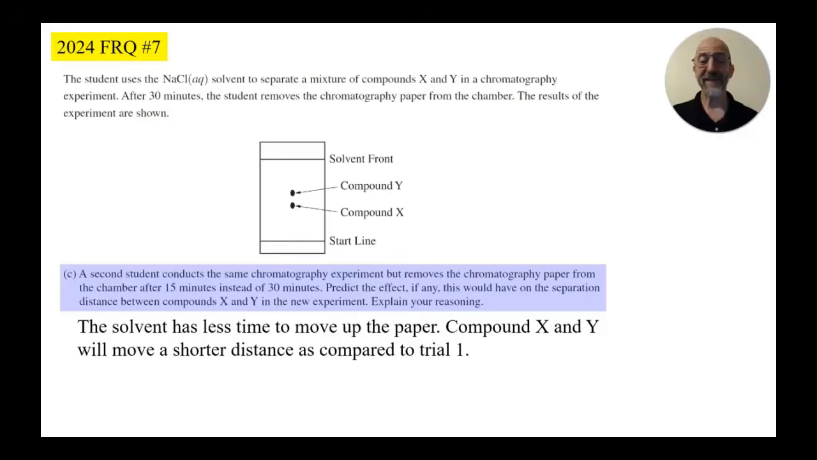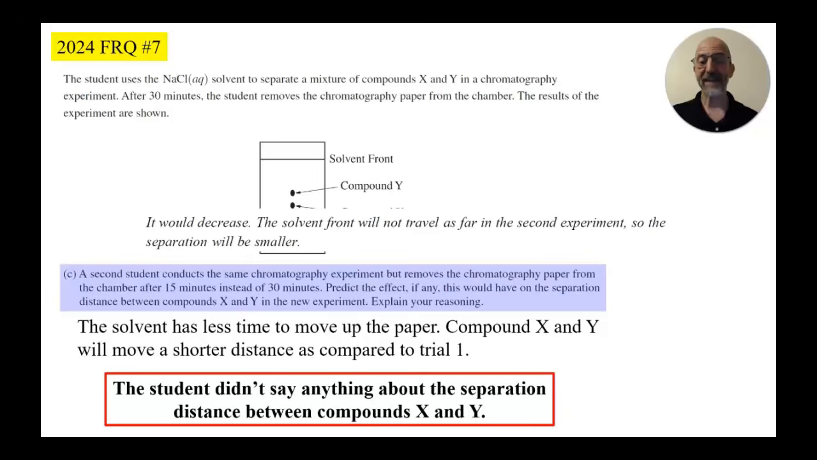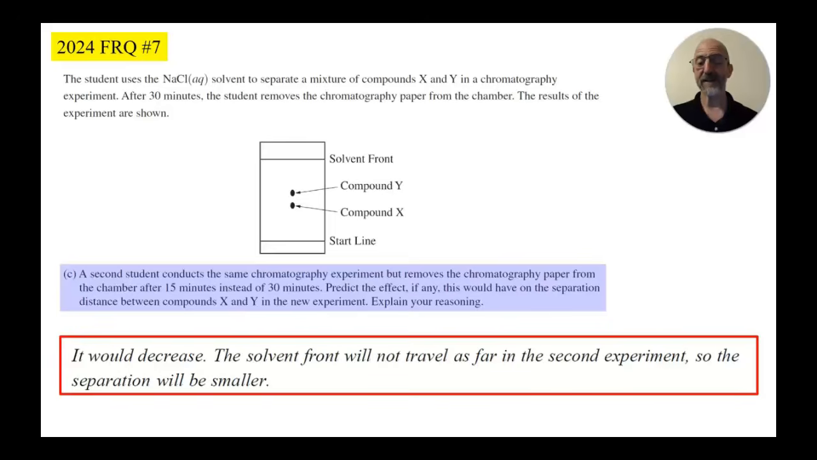Also true, but they didn't actually answer the question that was being asked. It said, predict the effect, if any, that this would have on the separation distance between compounds X and Y. Now, to say that compounds X and Y move a shorter distance up the paper, that's not the separation between them. So this is the correct answer. So their mistake was that they didn't say anything about the separation distance between compounds X and Y. So the correct answer is it, as in the separation distance between compounds X and Y, would decrease.